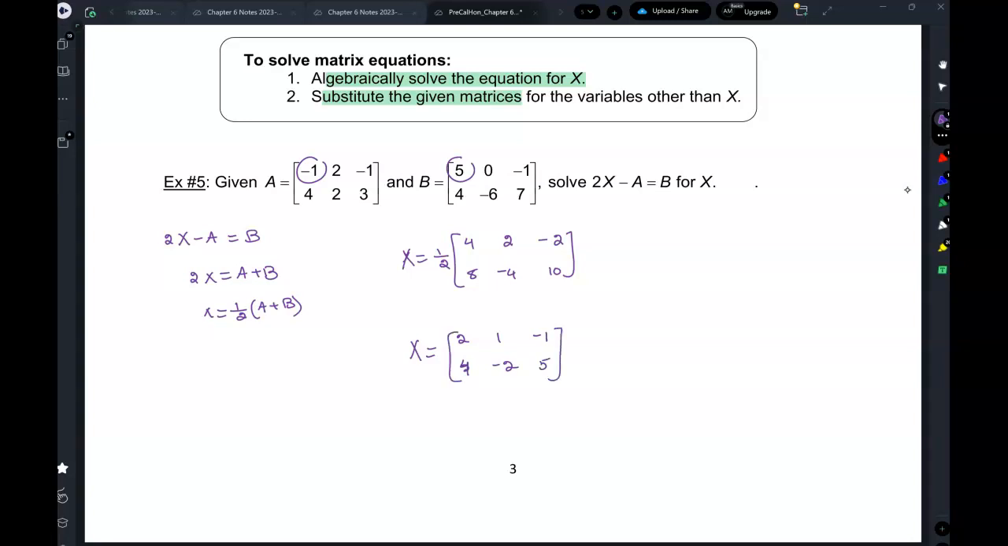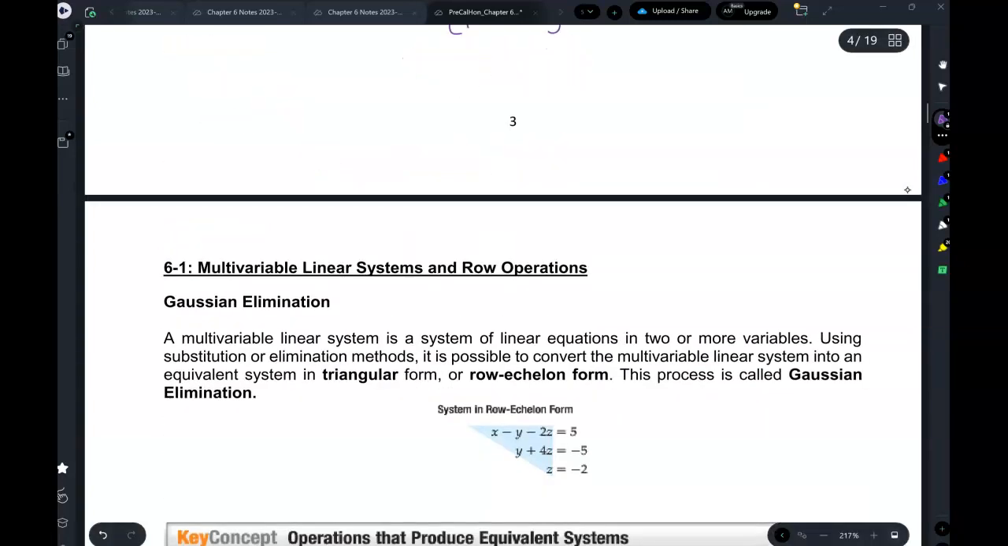It's up to you how many of those steps you want to skip. Remember, with each step that you skip, there's also less partial credit that could be given to you. So it's your call. Okay.